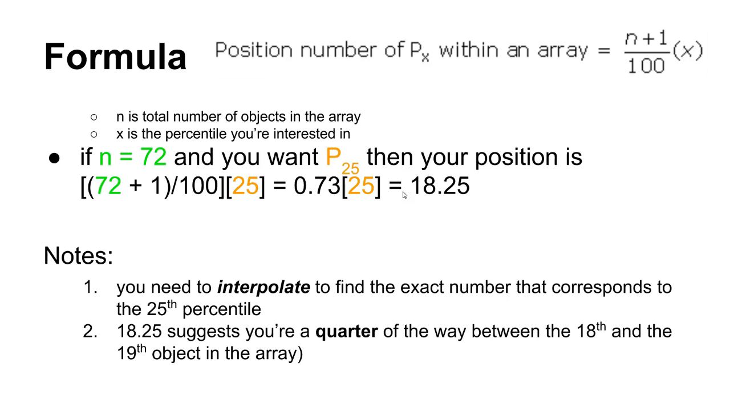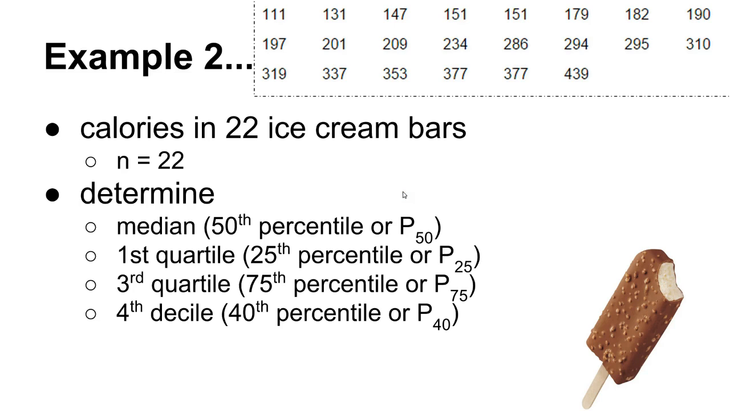Now you're going to do a little bit of interpolation to find the exact number that corresponds to the 25th percentile. So 18.25 suggests that you are 1/4 of the way between the 18th and the 19th object. And that means you've got to do some very simple math, an addition and a division.